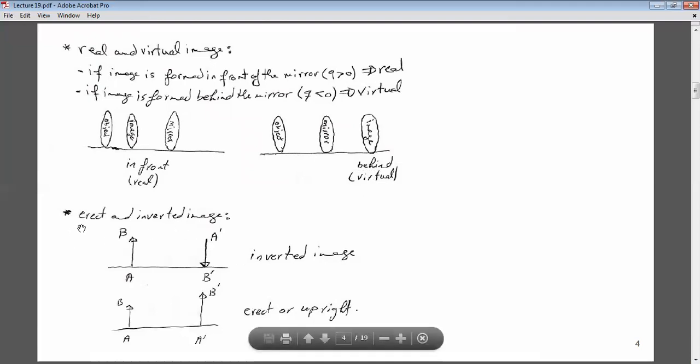Now, what is erect and inverted image? An erect image is one where, for example, this is the object AB, and A prime, B prime is also up. So it is erect or upright. However, if I have the image inverted, then we say it is an inverted image, like in this case.